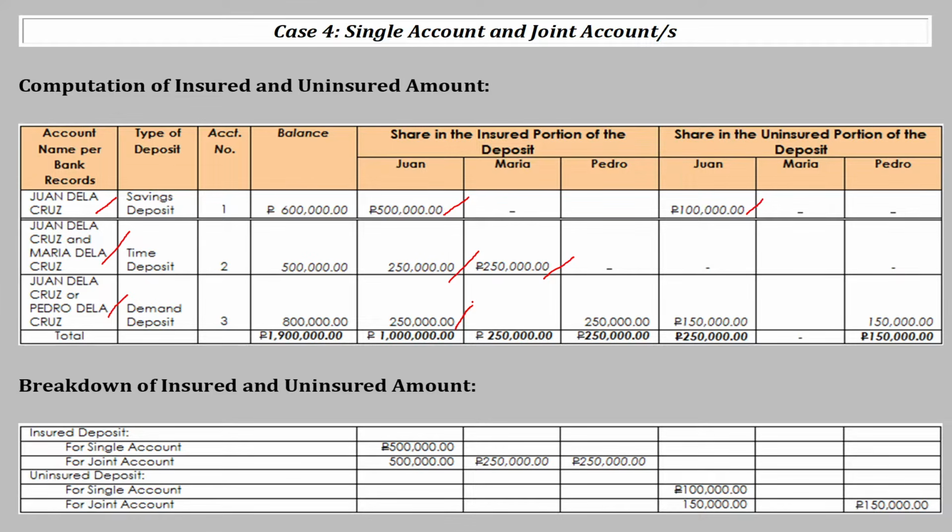And the insured amount is how much? So the insured amount is the difference between 800k less 500, sorry, 500,000 to 500k. So therefore there is an uninsured portion of 300,000 pesos. So 300,000 pesos will be shared equally by Juan and Pedro. Okay? So Juan and Pedro.